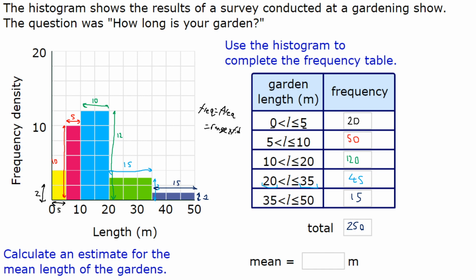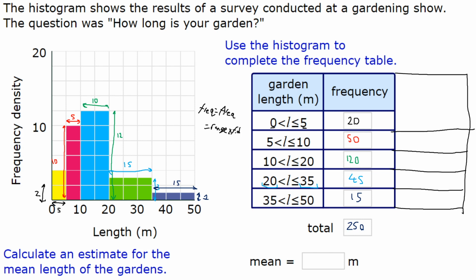Now, how are we going to work out the mean of the garden? Well, if you remember from my grouped data video, you know that we have to add 2 columns. We have to add 1 for the midpoint, and we need to add 1 for f times x, which is frequency times the midpoint.